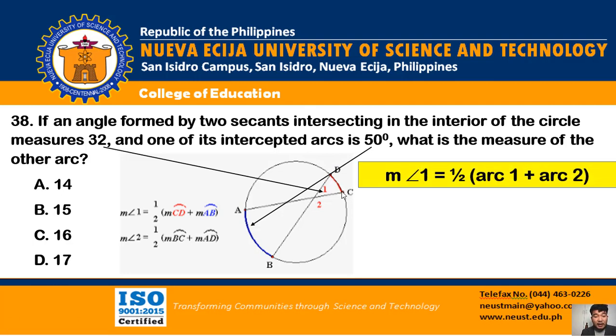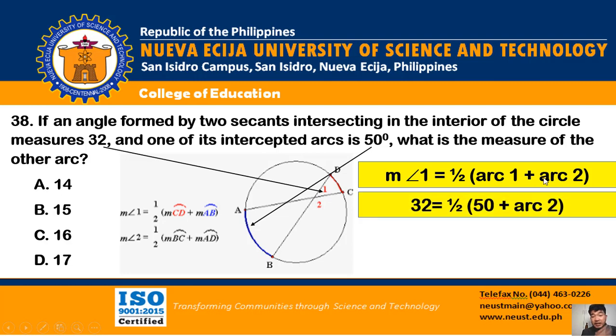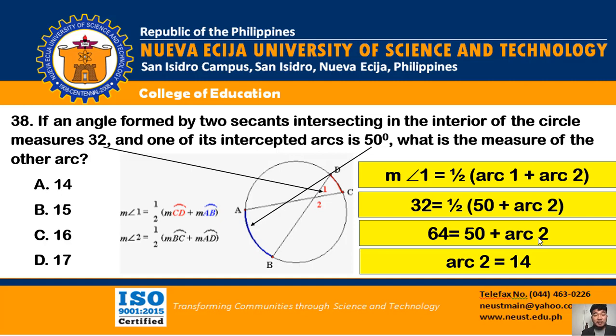So applying this condition, the measure of angle 1 is equal to 1/2 of the sum of the 2 arcs. Then putting in all the known values that we have, the measure of angle 1, which is 32, equals 1/2 of arc 1, which is 50, plus arc 2, which is the unknown one. To eliminate the fraction 1/2, we multiply the whole equation by 2. So you'll have 64 equals 50 plus arc 2. Then solving for arc 2, you will have 14 because 64 minus 50 is equal to 14. And the answer here is letter A.